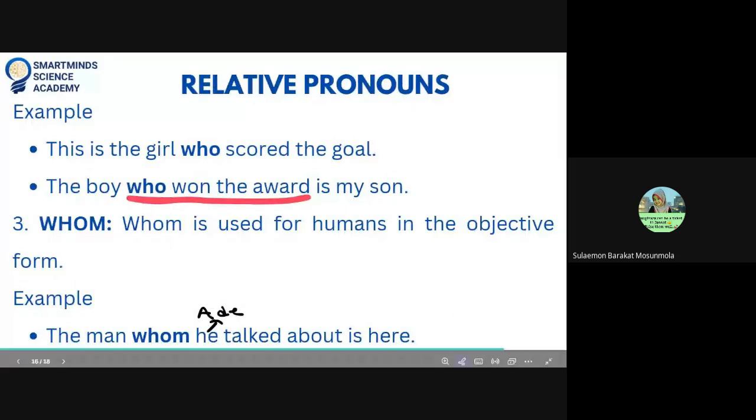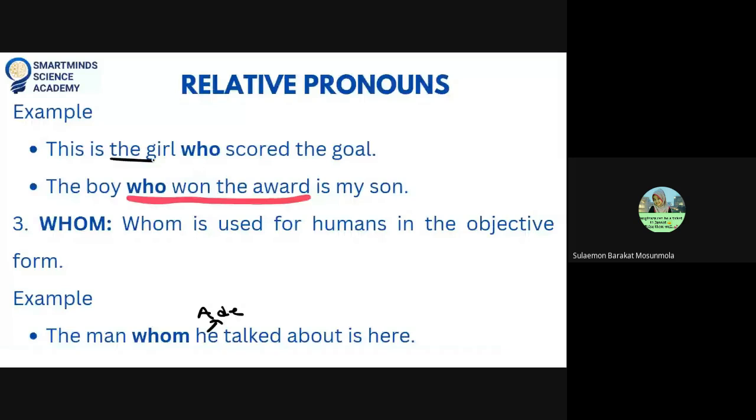Who scored the goal? The girl. Who won the award? The boy. If you want to know the subject of a sentence, just ask the question who. For example, the teacher beats Kola. Who beats Kola? The teacher. That is the subject.